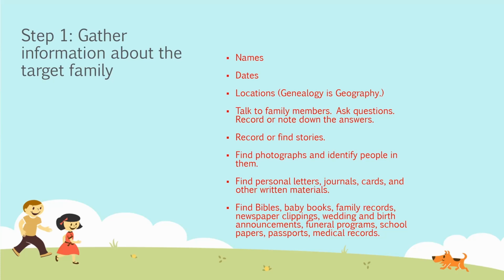Find personal letters, journals, cards, and other written materials from your family that will lead you to names and people you may be missing. And last of all, there are all these other things: Bibles, baby books, family records, newspaper clippings, wedding and birth announcements, funeral programs, school papers, passports, and medical records. So we're not just talking about little tiny ones, although that tends to be the ones who get lost. You can also find people who grew up who you think you might be missing. All these things will really help you in your search.